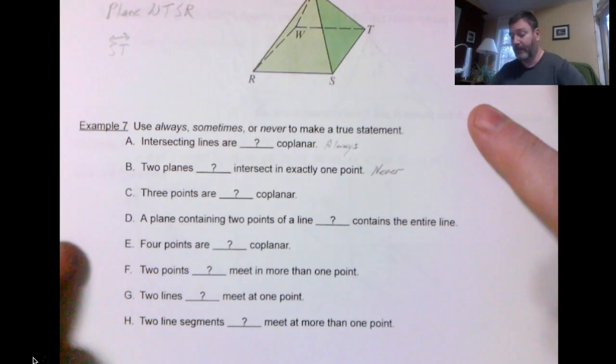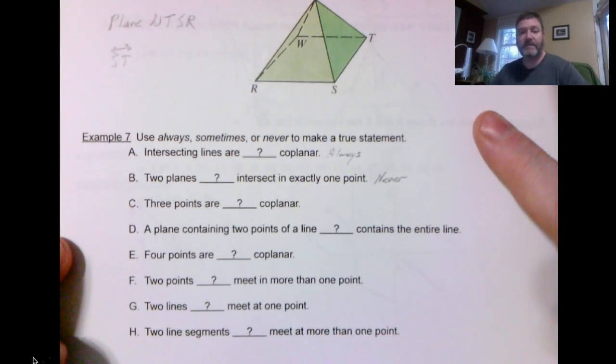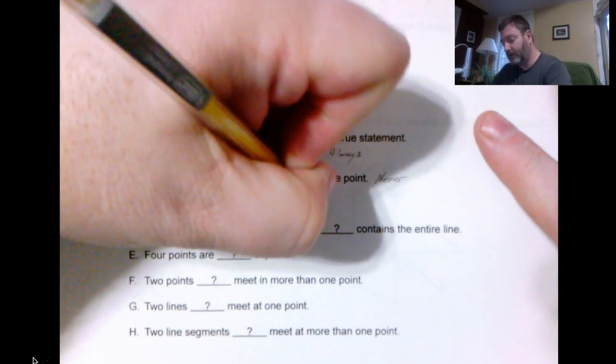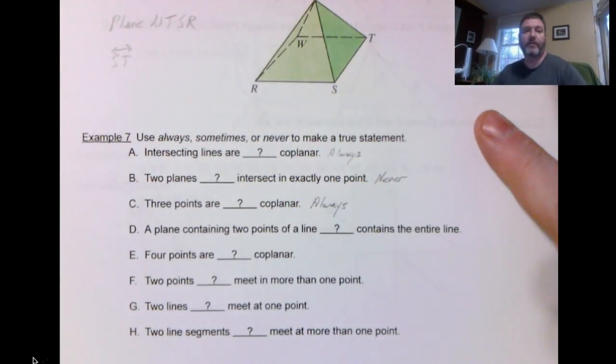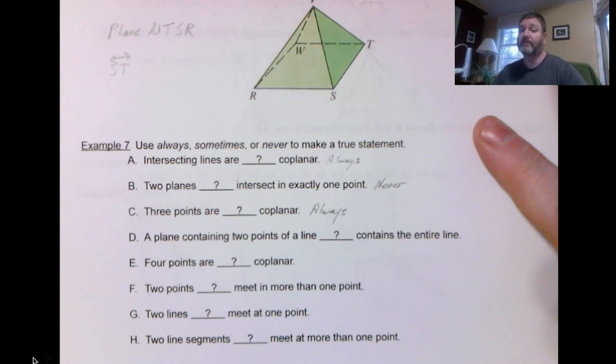So it's never. 3 points are always, sometimes, or never coplanar. And this answer is always. It is impossible to draw 3 points that aren't in the same plane. Now, it is possible that those 3 points are contained in more than one plane, but they're still coplanar.